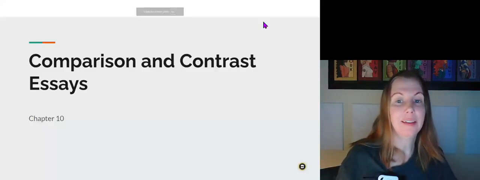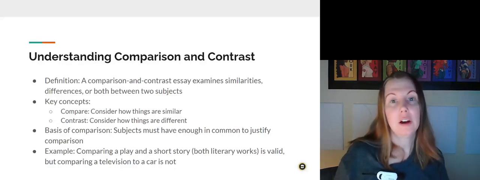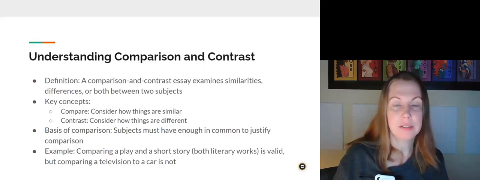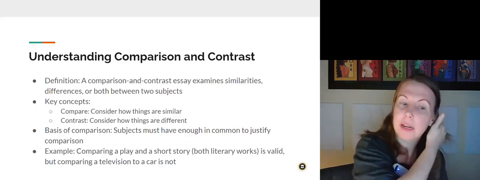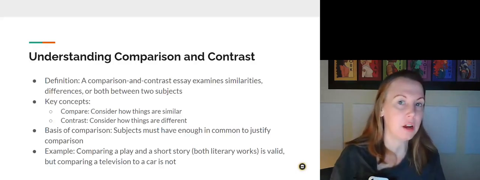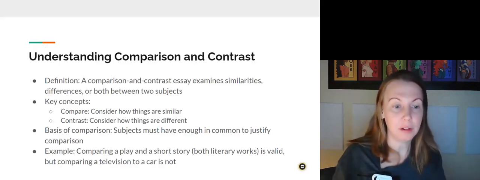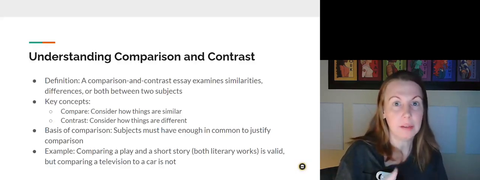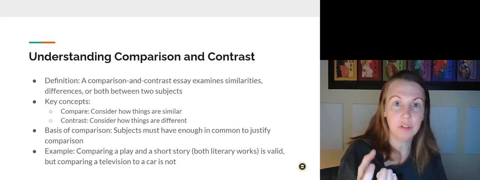Description, comparison, and contrast essays. What they are: they are essays that examine similarities, differences, or even both between two subjects. So comparison is how things are alike, similar. In contrast is how things are different. So the whole point of the essay is that the subjects have a common theme and ground to justify the whole compare and contrast.